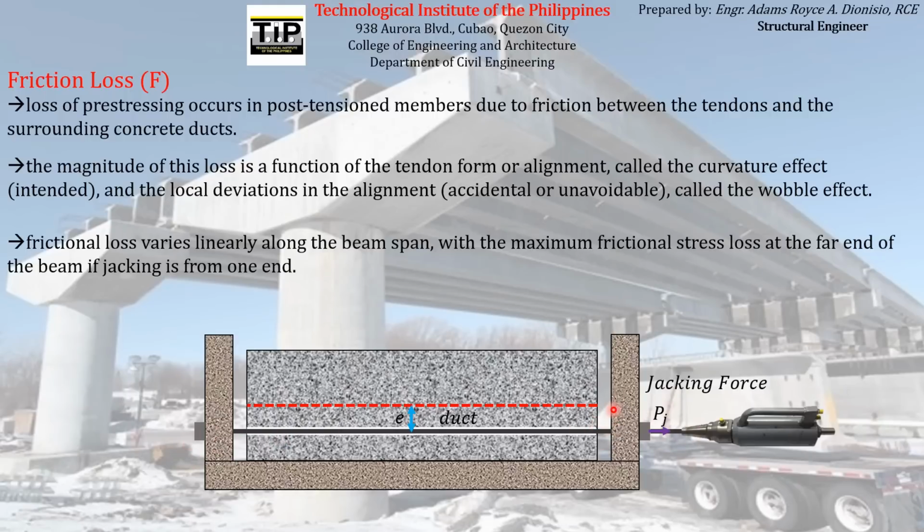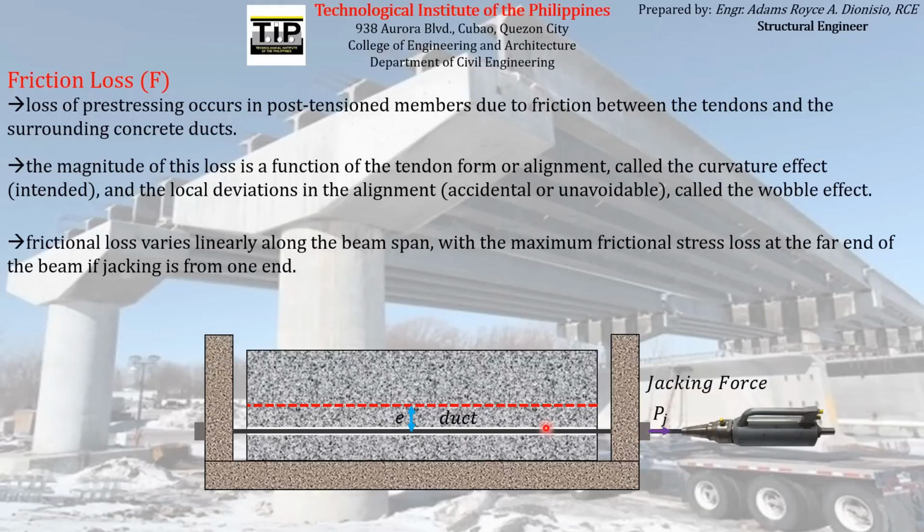So you can expect that along this span of the beam, the maximum frictional stress loss will be happening at the far end of the beam. So at this particular end, if jacking is done on one end only.